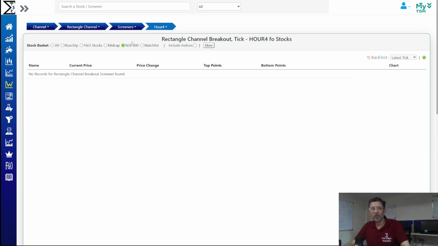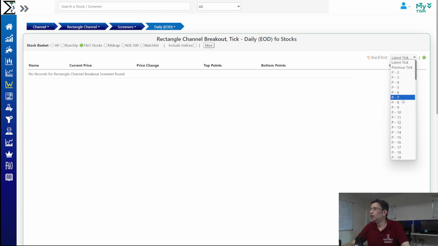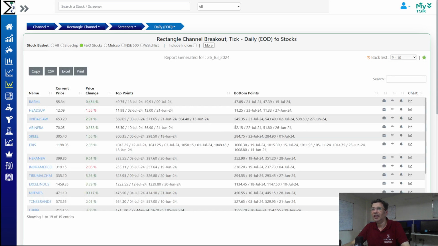No stock today, right? So first of all, rectangle is a rare pattern, and then a breakout of a rectangle becomes even more rare, but you can always get there, right? So maybe we'll try to see a breakout or breakdown in the historical world. Maybe we go to P minus 10. Okay, 10 days back there were a lot of breakouts on daily tick. Let's see how they are faring today.